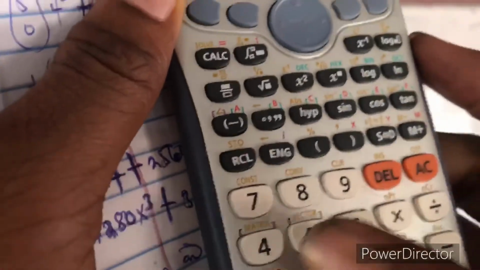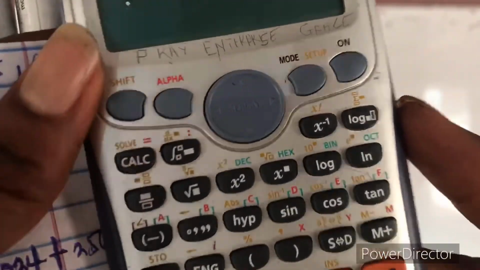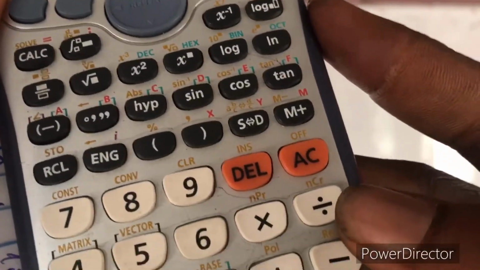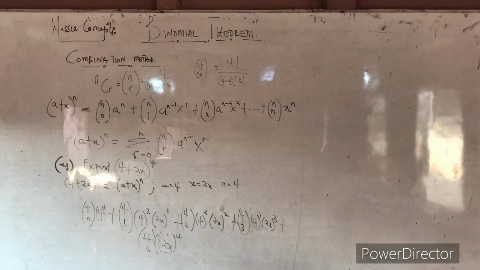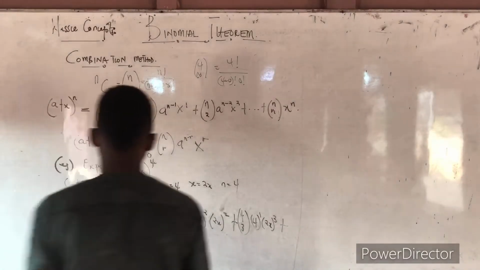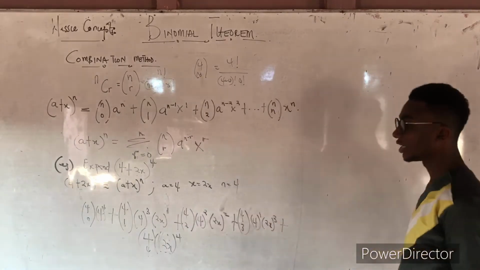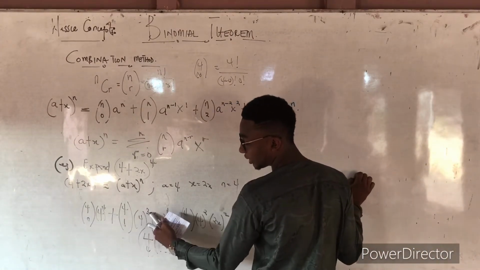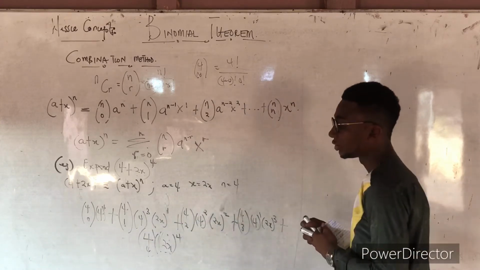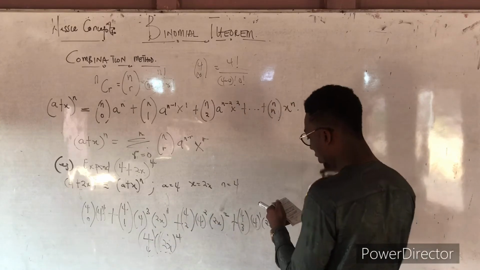So it's always the number, you press your shift and the division sign, and you press the other number. So this is how we go about with the combination. Okay, so with that said, then you can simplify this one. So 4 combination 0 times 4 exponent 4, 4 combination 1 times 4 exponent 3 times 2 exponent 2x exponent 1. So when you do this is what you are getting.